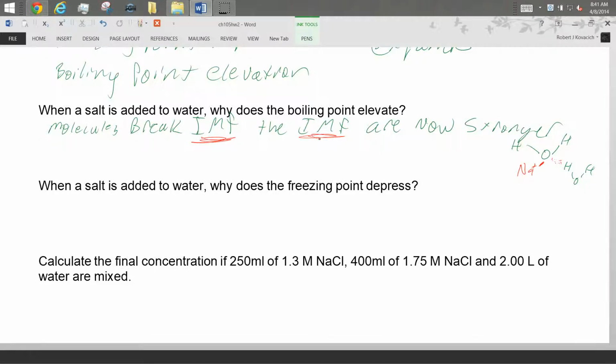So you literally need more speed, and speed is kinetic energy, and kinetic energy is measured by temperature. As long as I get that water molecule moving fast enough, it can break free of the sodium as well. It's just going to need to move faster than it did to break free of regular water molecules. Okay, and the freezing point depression, how about that one? It's really the same sort of thing, where the molecules reorient themselves because of the stronger intermolecular forces. It's an intermolecular force change.